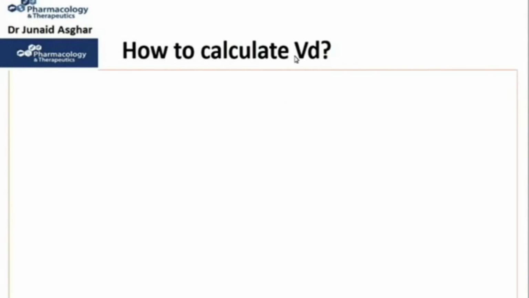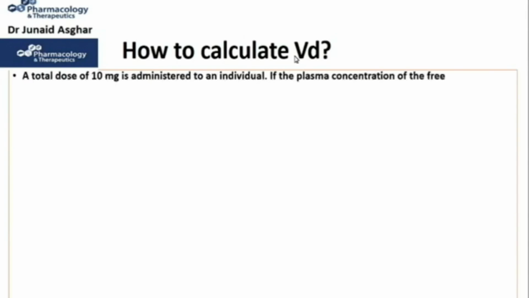To make things easier for you, I will break down some of the common questions I get about this topic. I'm pretty sure that I would be able to walk you through them. More importantly, if you have the slightest of backgrounds of pharmacokinetics, you will be able to grasp the concept of VD rather easily. So let's get started. For example, a total dose of 10 mg is administered to an individual. If the plasma concentration of the free drug at that time is 5 mg, what will be the VD?